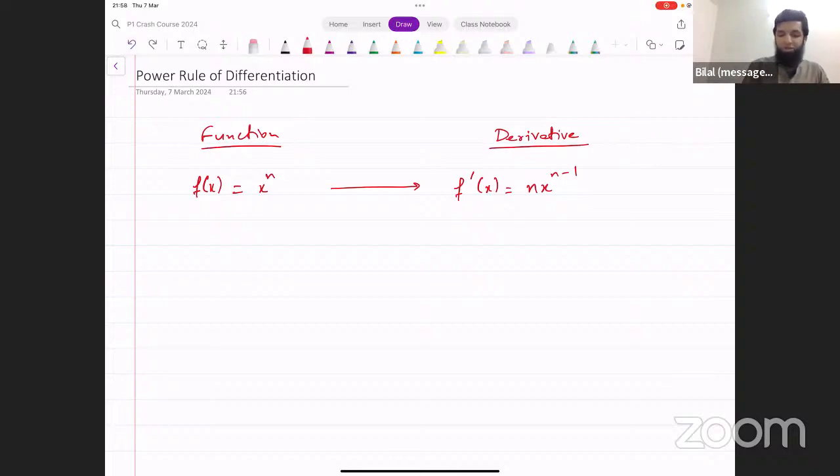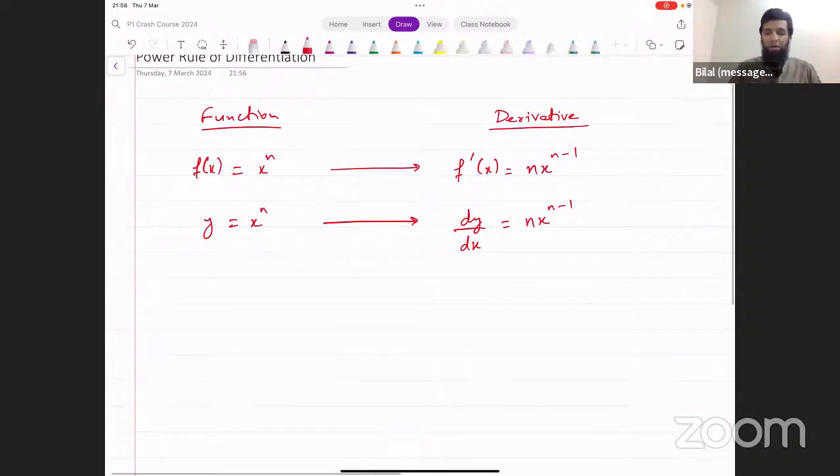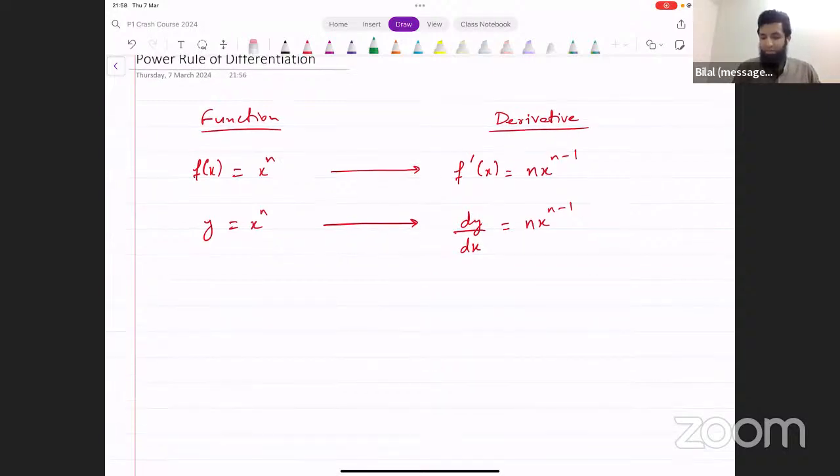That's one notation. There's another notation as well. We could also write it like this. If the original function is y equals x raised to power n, that gives us the derivative like this, dy over dx. That's another notation that you use for differentiation. It's nx raised to power n minus 1. dy over dx equals nx raised to power n minus 1. Now, how do you read this thing? This basically means derivative of y with respect to x.